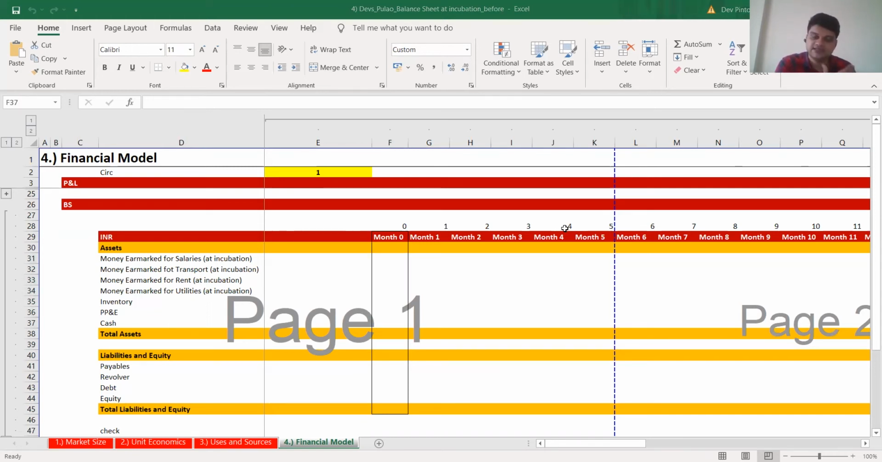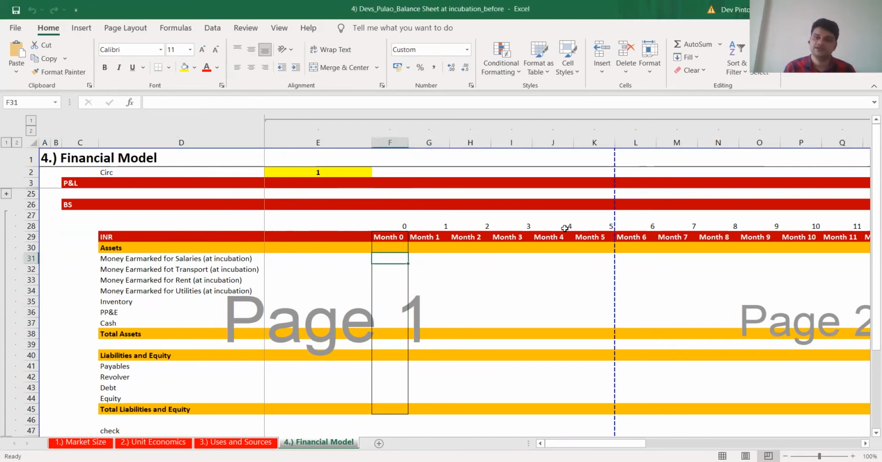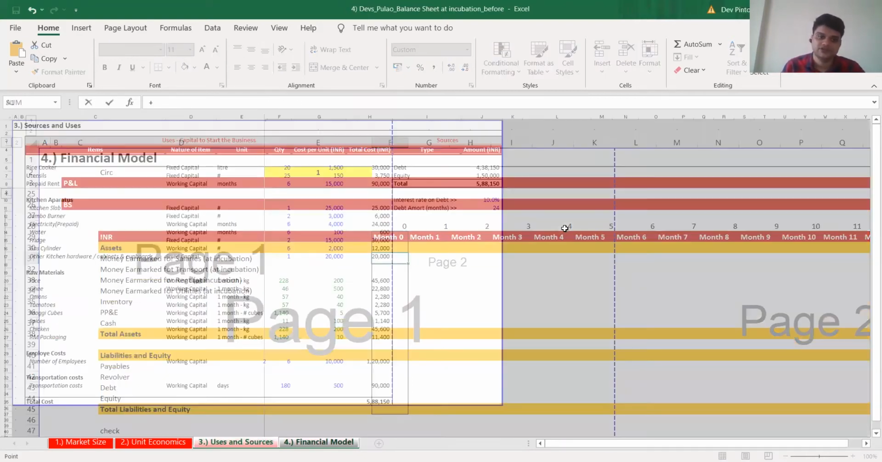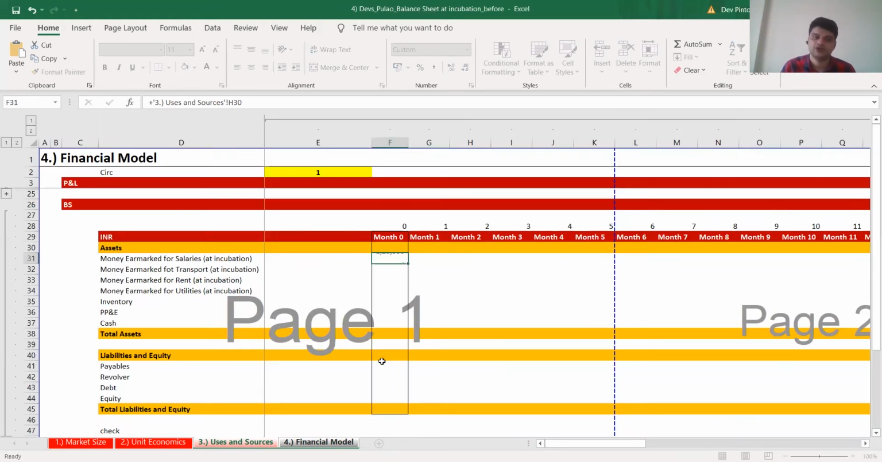That being said, let's incorporate the balance sheet at t equals 0 or month 0 when we incubate this company. So let's go line by line on the asset side first. So money earmarked for salaries at incubation. So what is this, right? So remember, in the sources and uses tab, we assume we're going to require 2 employees. They're both going to get paid 10,000 rupees a month. And we were budgeting for 6 months of their salaries in case our business doesn't ramp up. So that will be this 1.2 lakh number.